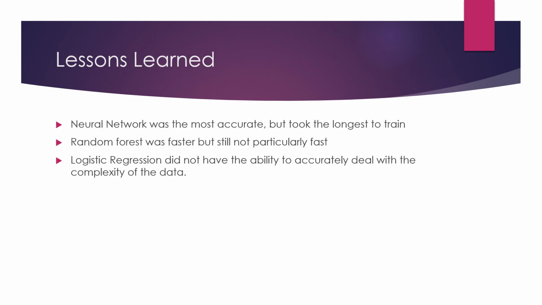Some lessons learned here. The neural network was the most accurate, but took the longest time to train. Random forest was faster to train, still not particularly fast, but was comparable in accuracy to the neural network. Logistic regression did not at all have the ability to accurately deal with the complexity of the data when it came to the binary classification, or especially with the categorical classification.